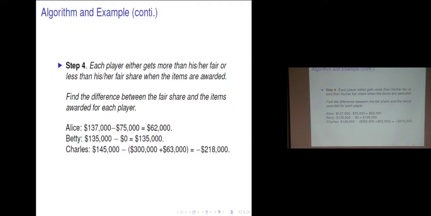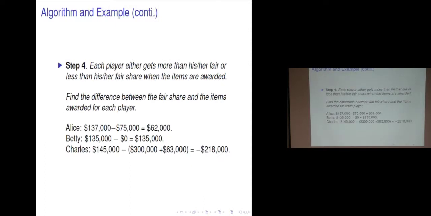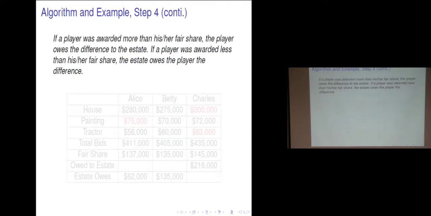Now for Charles, he thinks his fair share is this amount, but he gets a house together with the third item, so he gets a lot. Suppose we are the lawyers or the people who helped them divide. Charles owes the estate this amount. That's the difference. So this is step four: first we find the difference, and if a player was awarded more than his fair share, then the player owes the difference to the estate. If a player was awarded less, then the estate owes the player.